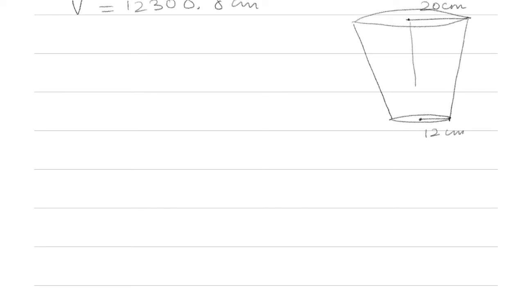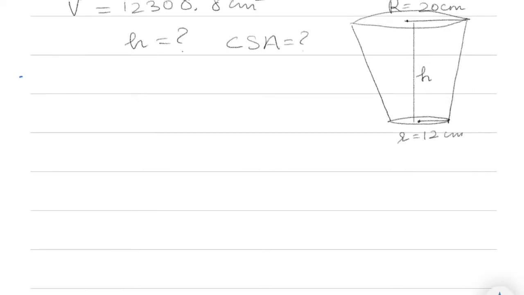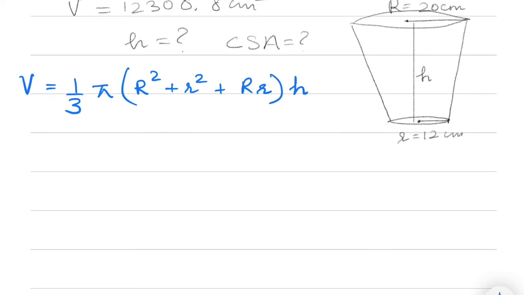And we have to find the height. And also we have to find the metal sheet used in making it. This is H. This is capital R and this can be written as small r. The volume of a frustum is equal to 1 by 3 pi and we have R square plus small r square plus capital R into small r multiplied by height.